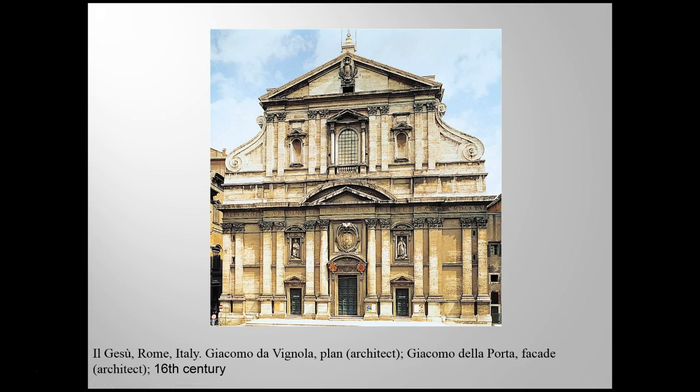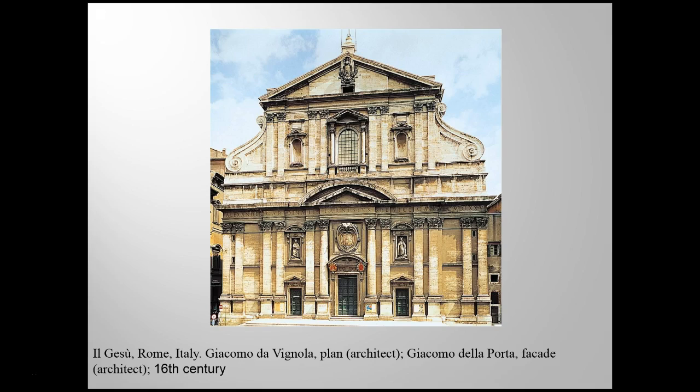This is our first work that we're going to be discussing. This is Gesù, and this is the mother church of the Society of Jesus, the Jesuits, which was a Catholic religious order. And so this is the facade. The facade of the church is considered one of the first truly Baroque facades, introducing the Baroque style into architecture during this period. The church served as a model for a lot of Jesuit churches all over the world, especially in America.